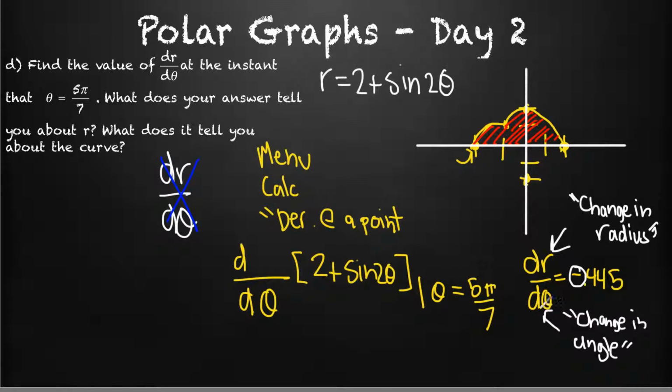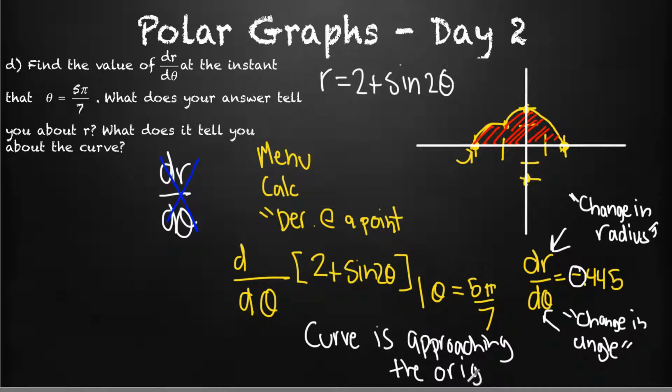So what is this saying? As the angle is changing, the radius is getting smaller because this is a negative value. So that simply means that the curve must be approaching the origin. So that's what you'll say: the curve is approaching the origin. And the other question here is, what does it tell you about the radius? Well, it just tells you that the radius is getting smaller as the angle is changing.